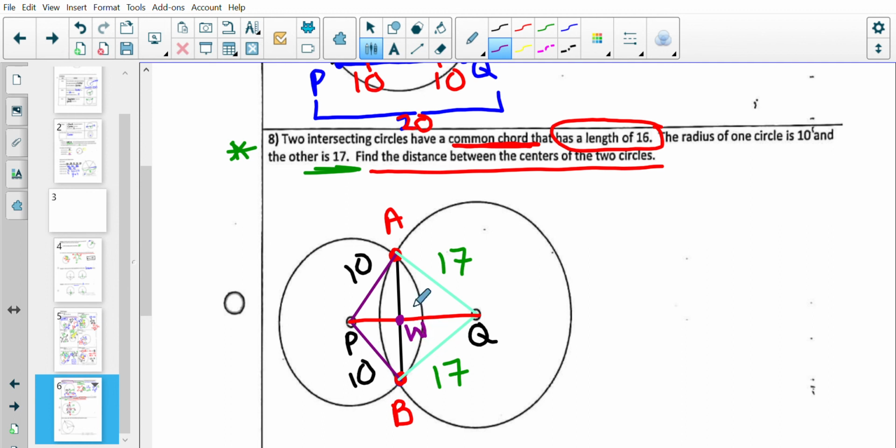Now remember, in a kite, there are 4 right angles in the middle. And not only that, but the long diagonal splits the short diagonal into 2 equal parts. So it said that common chord has a length of 16, so that's going to be 8 and 8. I'm just going to clean this up a little bit because it's getting too crowded in here. Okay, so we know we have those right angles in the middle.